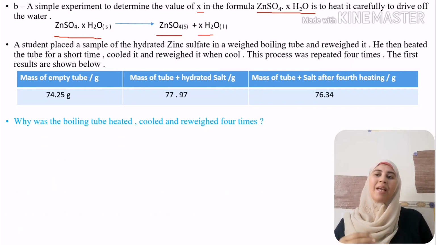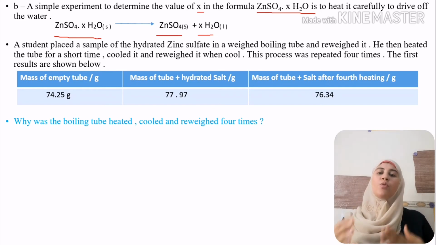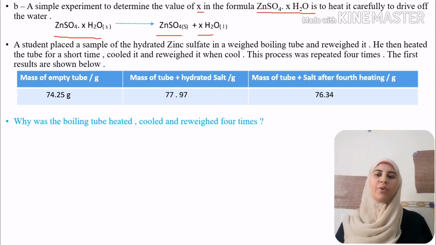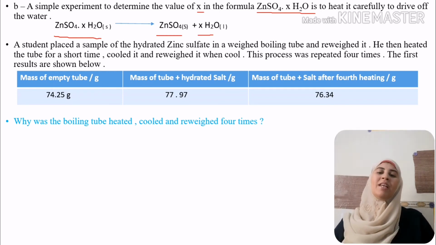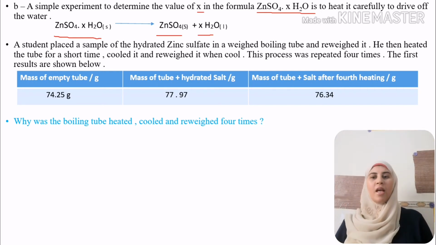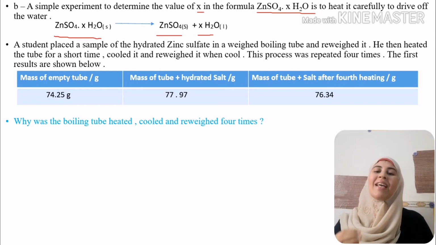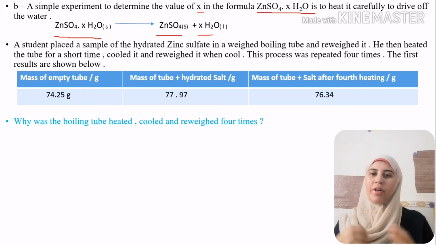So, let's go to the first question. Why do we repeat heating, cooling and reweighing 4 times? We heat more than one time to be sure that we remove all the water from the hydrated salt. We also need to increase the accuracy of our experiment, and we need to decrease any random error in our experiment.